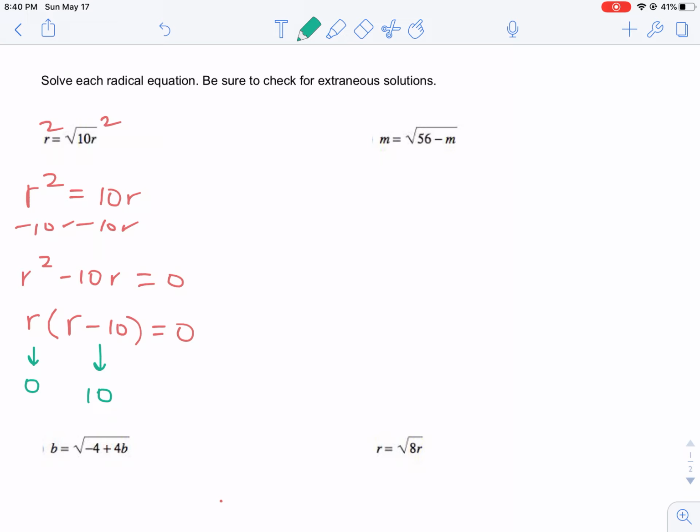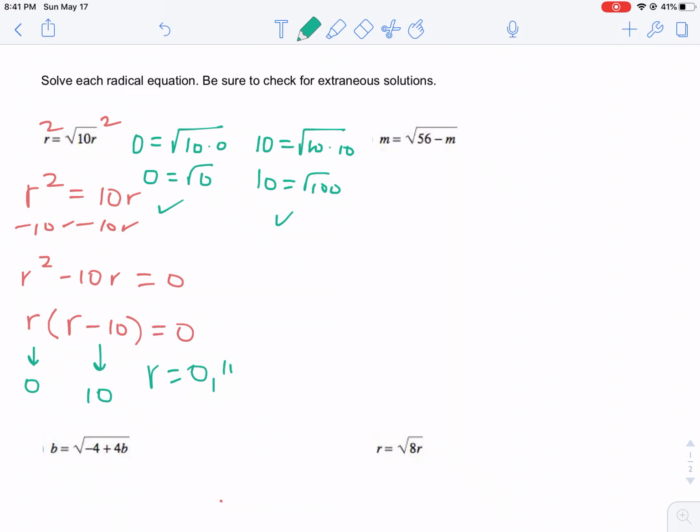We want to check those. If we put 0 into the original, we'd have 0 equals the square root of 10 times 0. So 0 equals square root of 0, works out, square root of 0 is 0. And if we check 10, we would have 10 equals the square root of 10 times 10. So 10 equals the square root of 100, which is true. So we get two solutions, r equals 0 and 10.